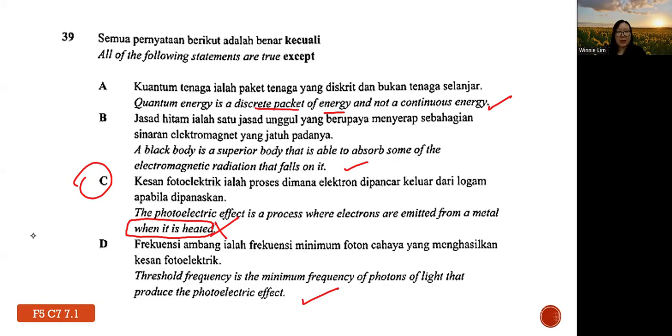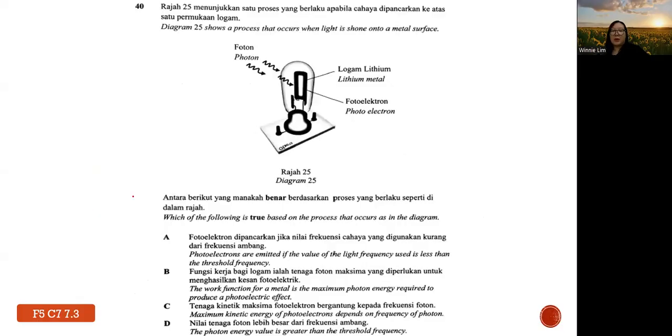Okay, so we come to the last question already. Diagram 25 shows a process that occurs when light is shone onto a metal surface. Which of the following is true based on the process that occurs in the diagram? So this is the concept of photoelectric effect. Again, we go through all the options and find out which one is the correct one. Photoelectrons are emitted if the value of the light frequency used is less than the threshold frequency. Cannot. It's not less, it must be more.